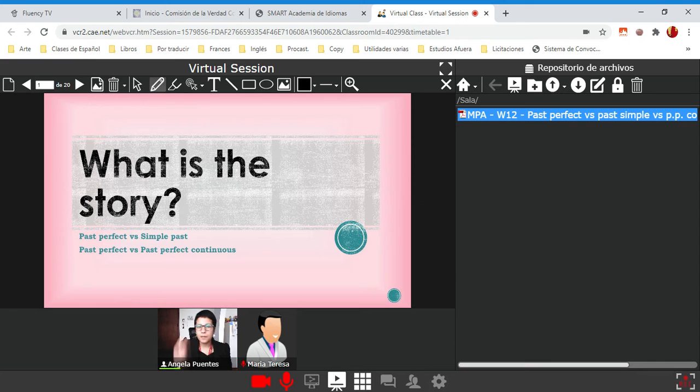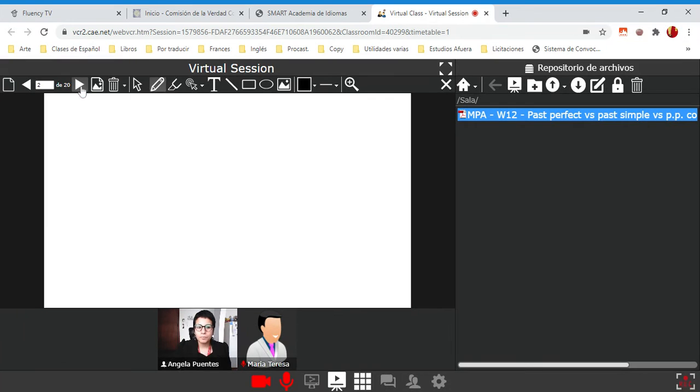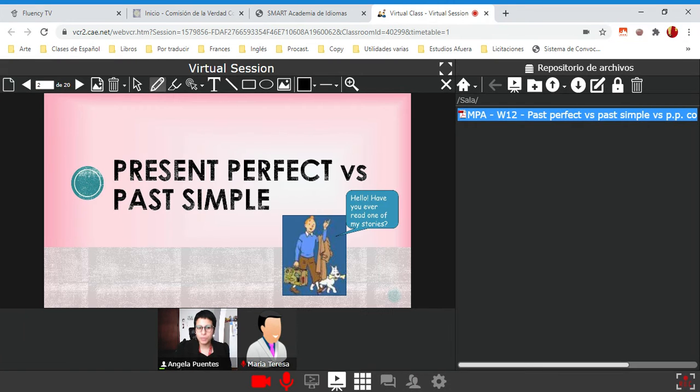Okay, and we have two main topics. The first one is the past perfect versus the simple past, and oh my god, it was not the past perfect, it's the present perfect. I'm sorry. The present perfect versus the simple past, and the present versus the past perfect continuous. Okay? So we have here the first one, the present perfect versus the past simple.